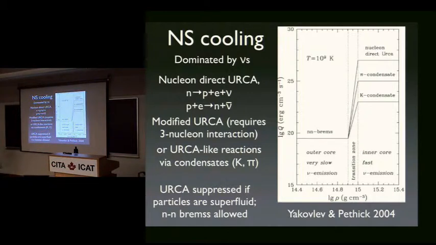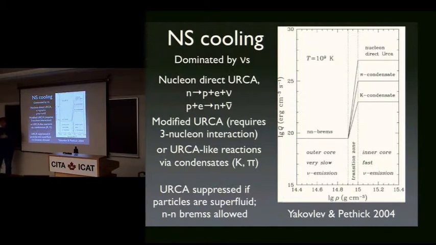And if that's the case, these neutrinos and antineutrinos just run right out of the star, fly out to infinity, and take away a significant amount of energy. And so you have very rapid cooling of the neutron star. If the percentage of protons isn't that high, you can still have what we call modified Urca. It requires a three-nucleon interaction. So it's slower, but it still does the same basic thing.